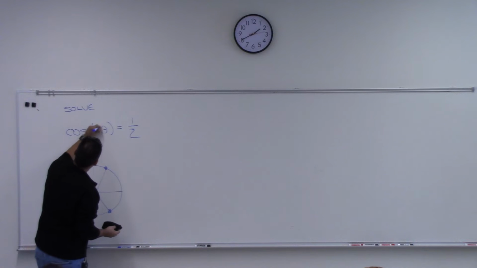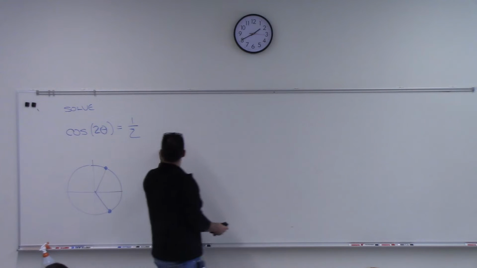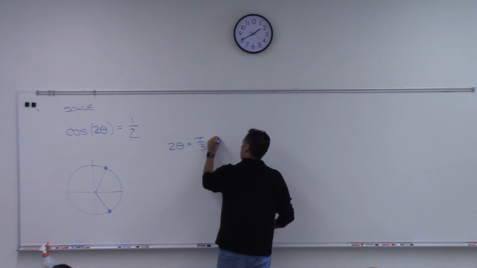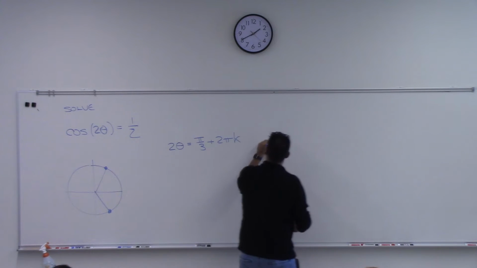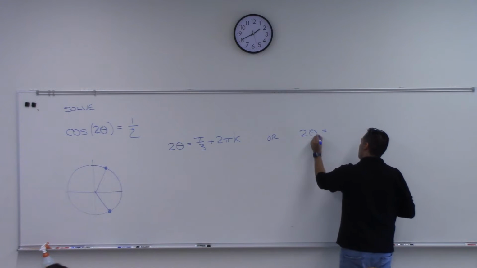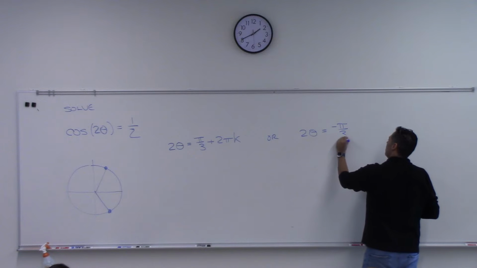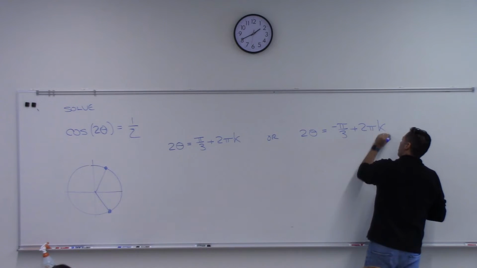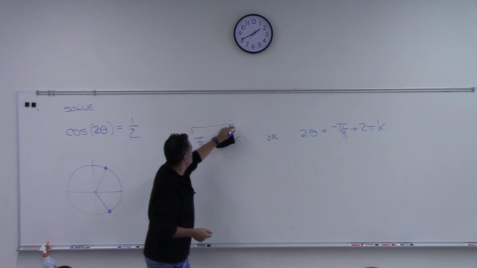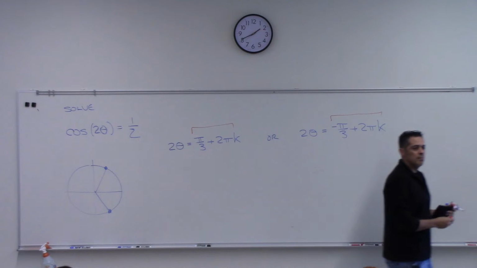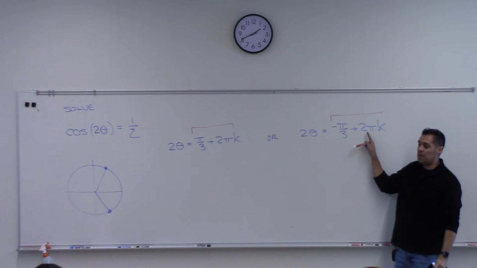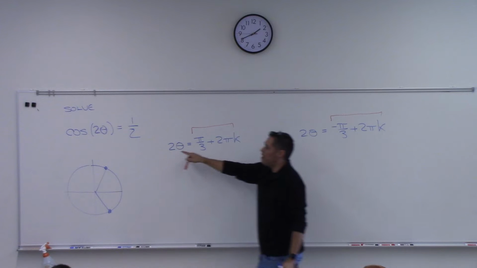So I'm going to write this. 2 theta must be pi over 3 plus 2 pi k, or 2 theta must be negative pi over 3 plus 2 pi k. Y'all recognize these as the answers that we just got in the previous problem? Those are the 2 answers. The only difference is I'm not saying theta has to be equal to that. I'm saying 2 theta has to be equal to that.